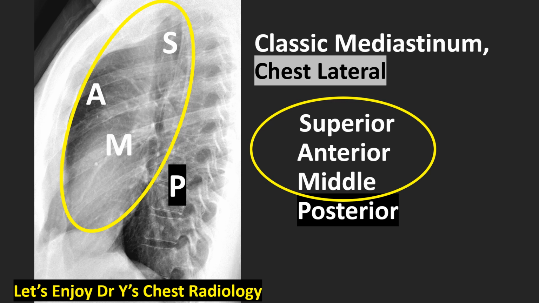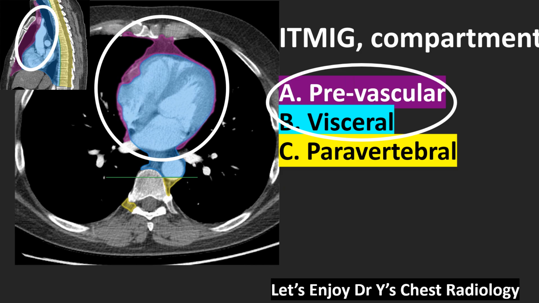This is the chest lateral film, as you know, defining the area of mediastinum. Please focus on the yellow circle area. Superior mediastinum, anterior mediastinum, middle mediastinum, not usually posterior mediastinum. There they hide themselves: thoracic malignant lymphoma. Please focus on the CT, the white circle area.